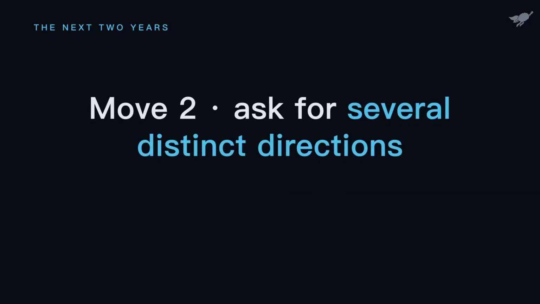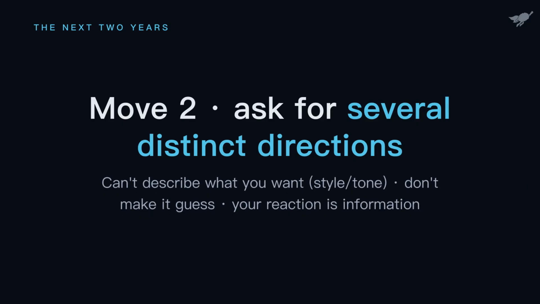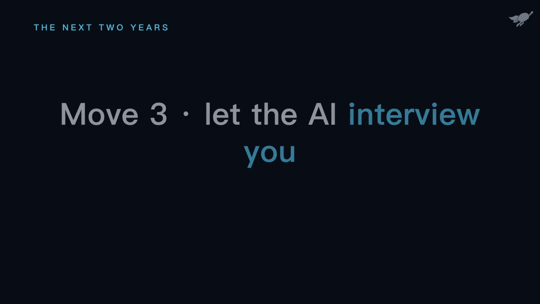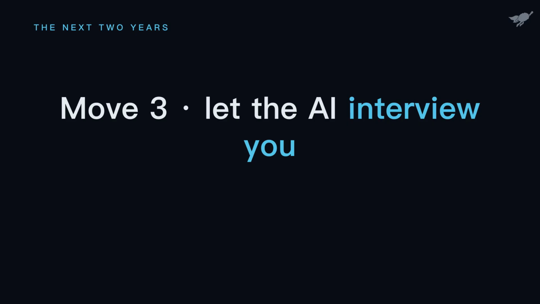Move 2. Have it give you several completely different directions. When you know the result you want but can't describe it, like a visual style or a certain tone, don't make the AI guess. Have it hand you 4 or 5 completely different directions at once, and you react to which one's right. Your reaction is itself information. Move 3. Let the AI interview you.